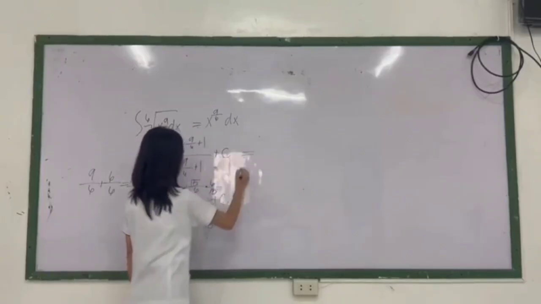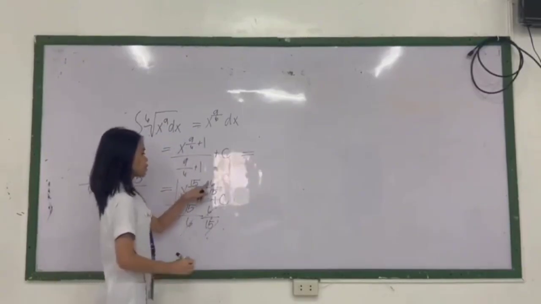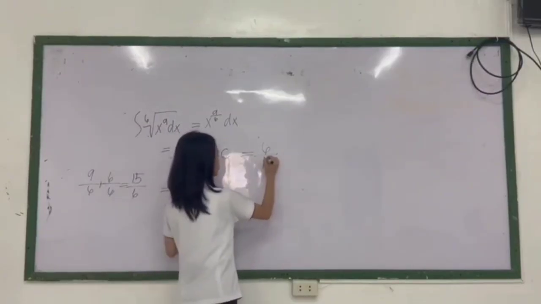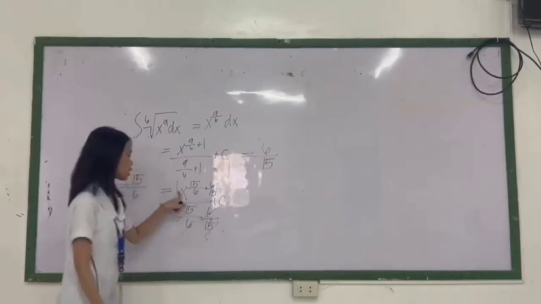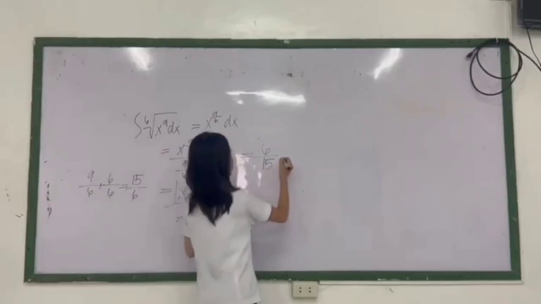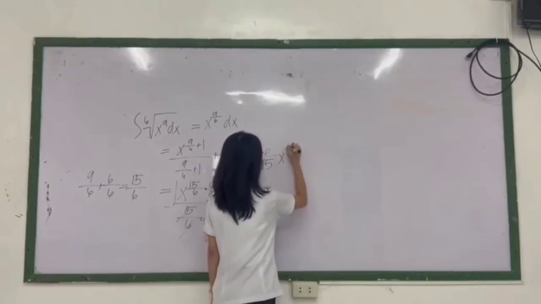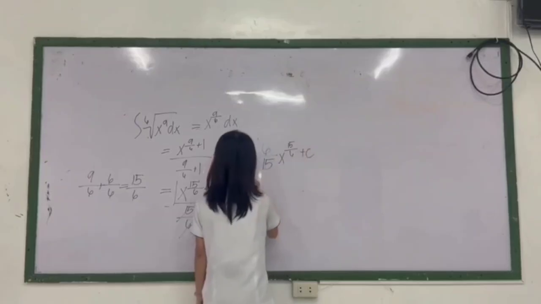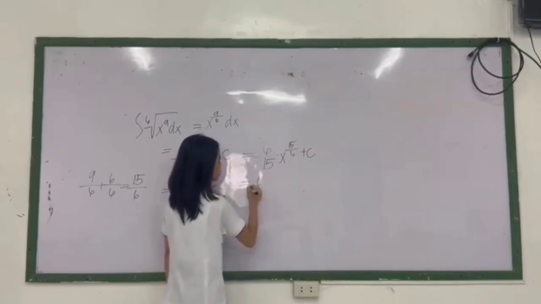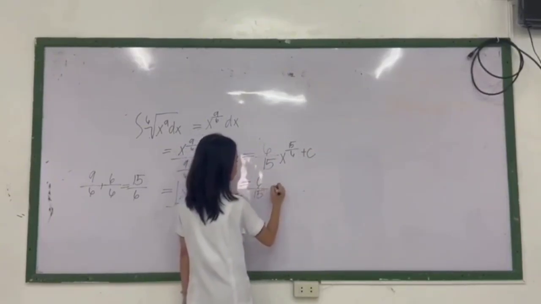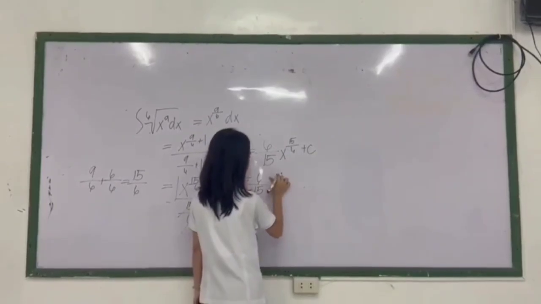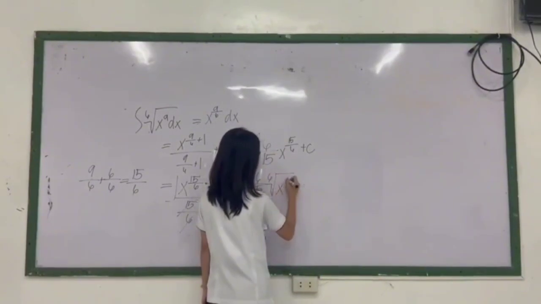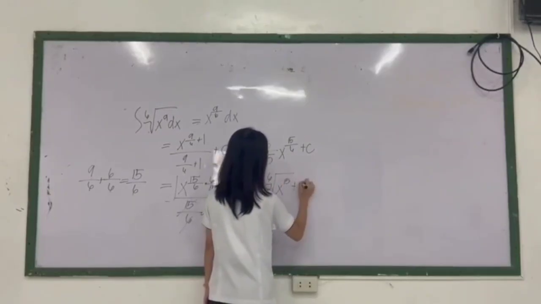So our answer will be 1 times 6, 1 times 15 is 15. Then copy x raised to 15 over 6, plus c. In radical form, 6 over 15, then the cube root of x raised to 15 over 6 plus c.